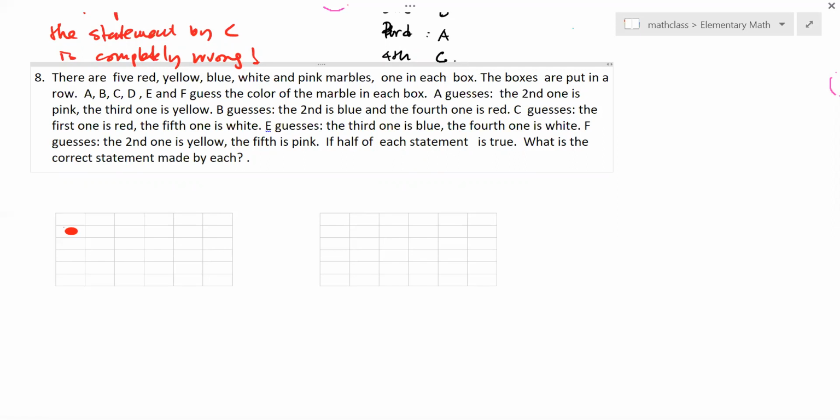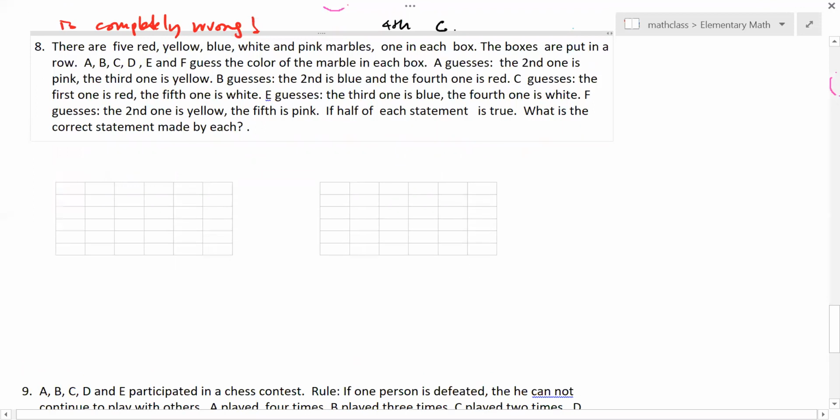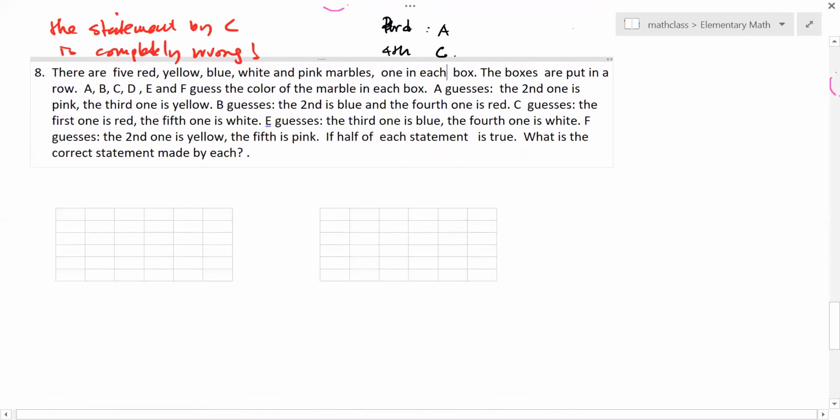Okay. Please don't put it on the screen. Okay, because when I move the screen, it's gone. Okay. So I'm going to put box one, box two, box three, box four, box five. Then, and I also put the color here, red, yellow, blue, white, pink.